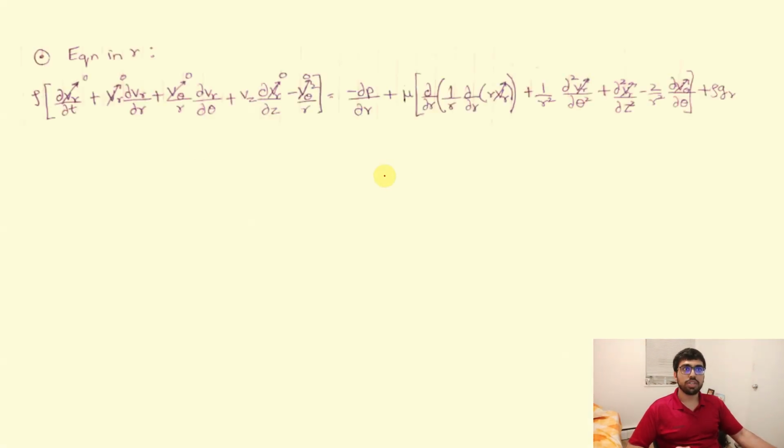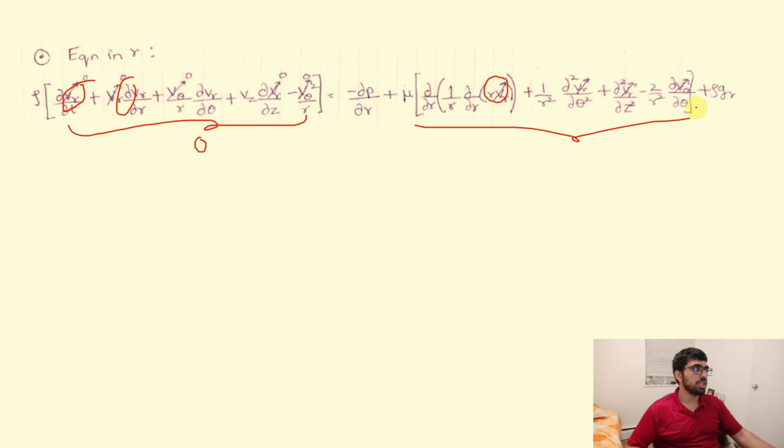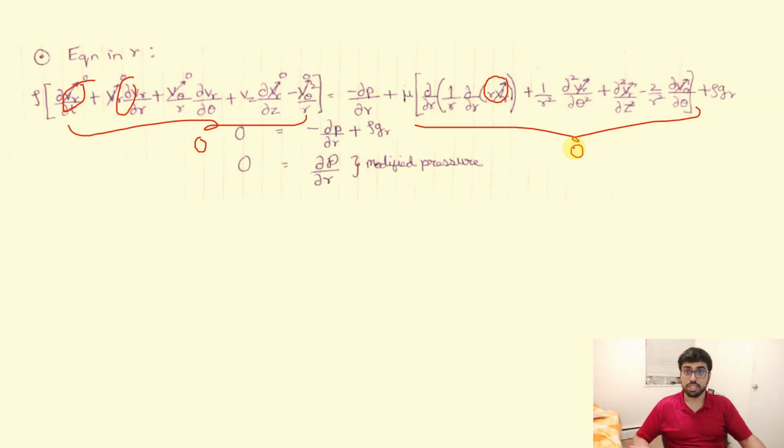So we will write the equation in r. We know that Vr is 0, so these terms will get cancelled. These are 0 basically, and we will see that this entire side will become 0, right? And when we look at the right hand side of this equation, we will again see that this term is 0 because Vr is 0, we know that. So everything becomes 0 here in this bracket, and this leaves us with the modified pressure, which doesn't give us too much information, to be honest.